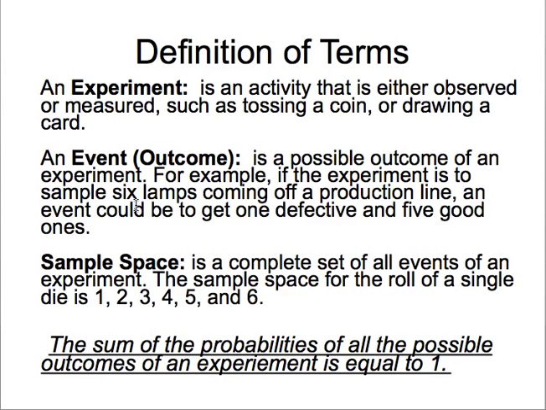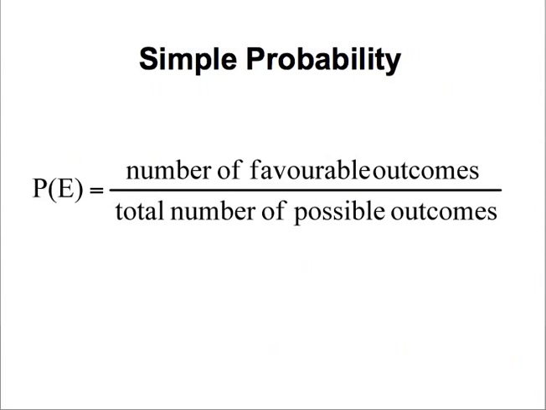The sum of the probabilities of all the possible events of an experiment is equal to 1. In other words, when you roll a die, all the possible outcomes would be 1, 2, 3, 4, 5, and 6. The probability of getting a score of 1 is 1 over 6. The probability of getting a score of 2 is 1 over 6. The probability of getting a score of 3 is 1 over 6, etc. When you sum all those probabilities, it must be equal to 1. And this is so for all experiments.